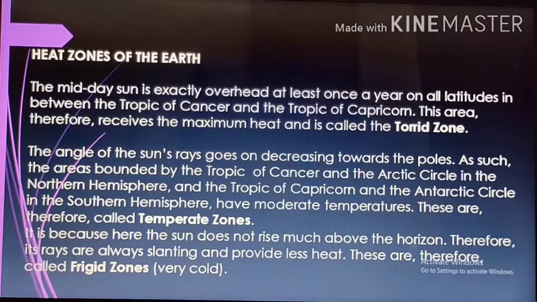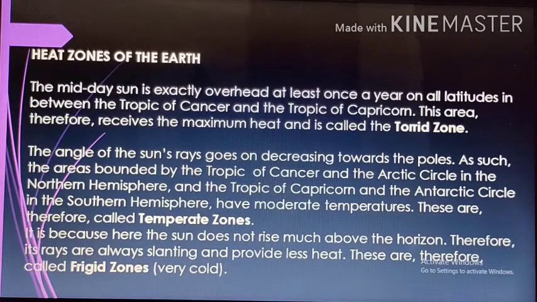The midday sun never shines overhead on any latitude beyond the Tropic of Cancer and the Tropic of Capricorn. The angle of the sun's rays goes on decreasing towards the poles. As such, the areas bounded by the Tropic of Cancer and the Arctic Circle in the northern hemisphere and the Tropic of Capricorn and the Antarctic Circle in the southern hemisphere have moderate temperatures. These are therefore called temperate zones.